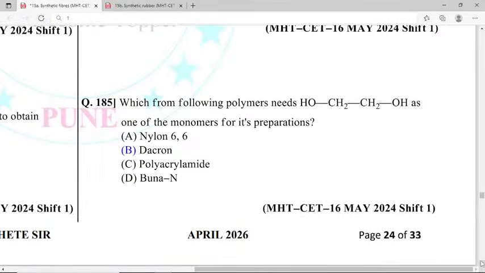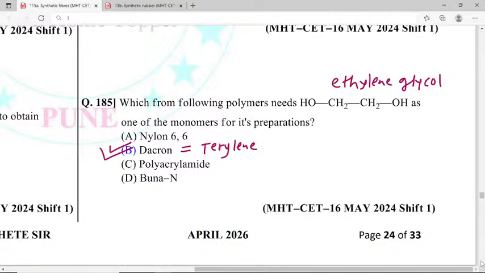Which from the following polymers needs ethylene glycol? So what is the compound here? Ethylene glycol is a monomer of Dacron. Dacron is also called Terylene. Ethylene glycol plus terephthalic acid.